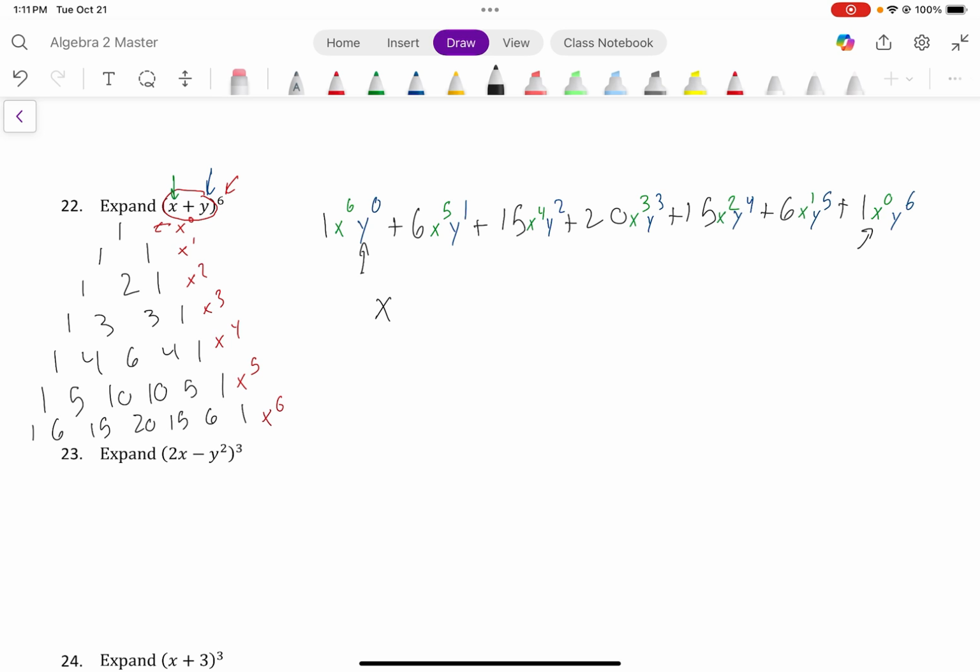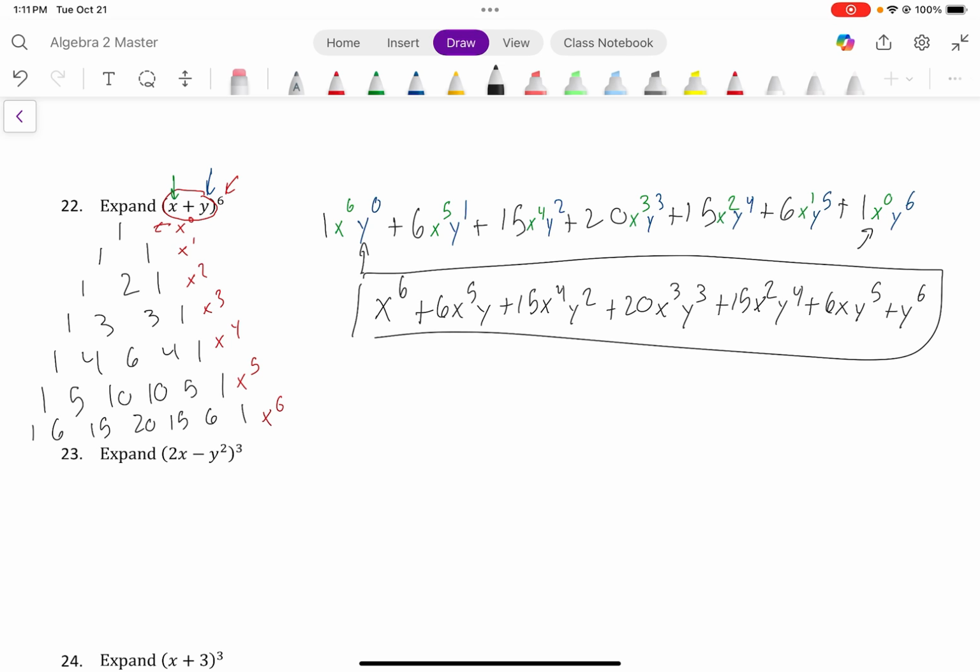Now, I'm not finalized here because the y to the 0th and the x to the 0th become 1. I'm just going to end up with 1, x to the 6th, plus 6, x to the 5th, y to the 1st, plus 15, x to the 4th, y squared, plus 20, x cubed, y cubed, plus 15, x squared, y to the 4th, plus 6x, y to the 5th, plus y to the 6th.